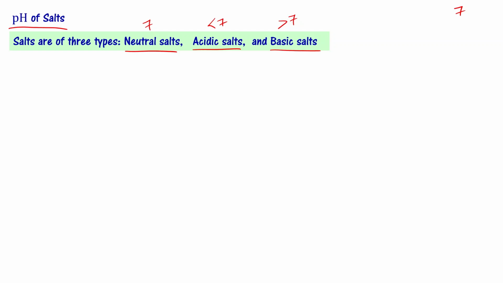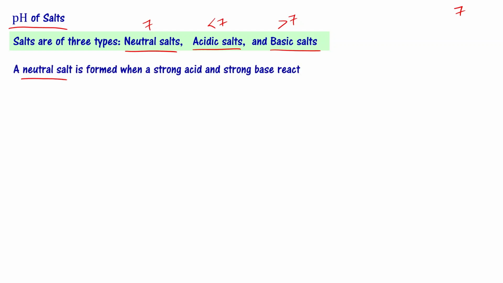The other thing is you have a thumb rule. That thumb rule says that a neutral salt is formed when a strong acid and strong base react. If a strong acid and a strong base react, the salt that is formed is going to be a neutral salt, and its pH is going to be 7. Similarly, when a weak acid and weak base react, you also get neutral salts.